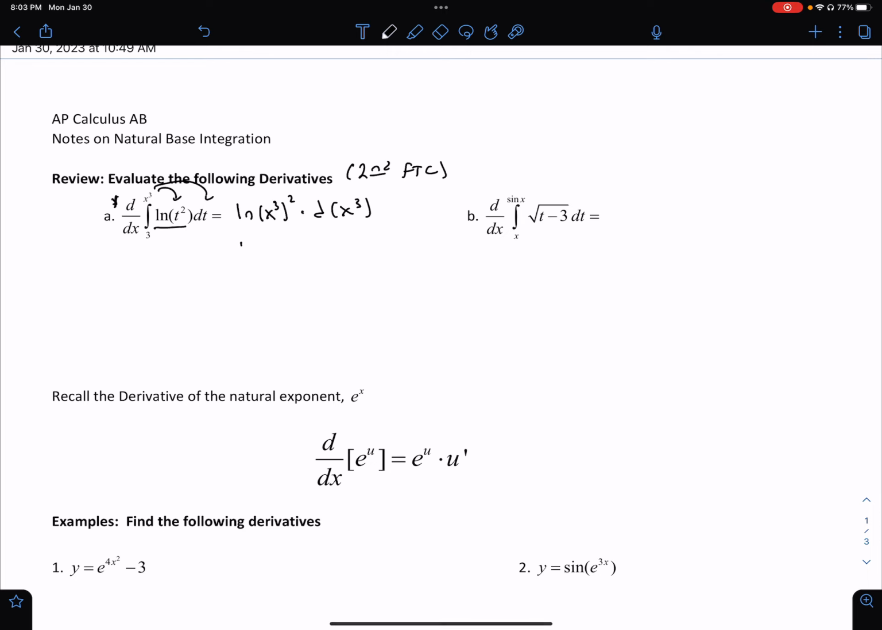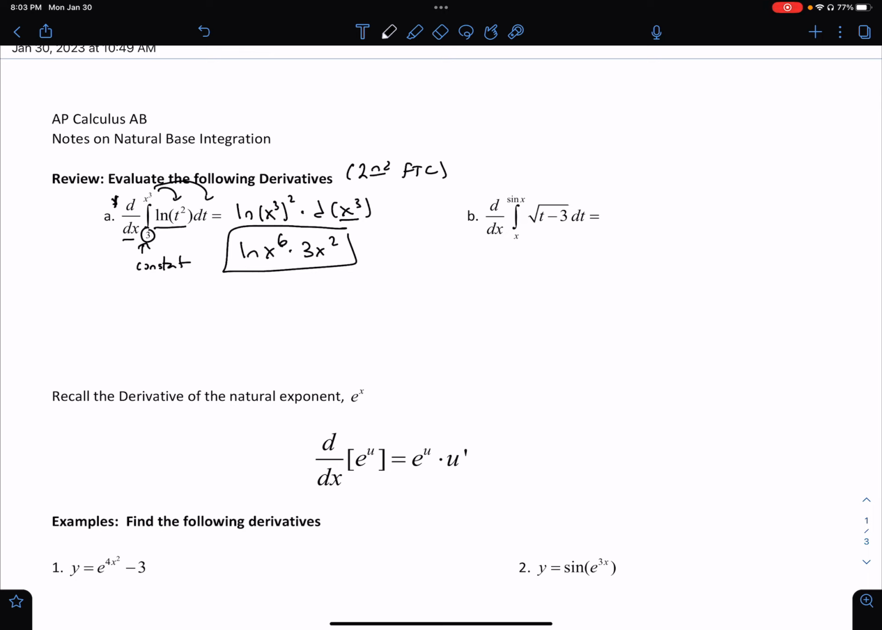We're going to multiply by the derivative of x cubed. The first one will simplify to the natural log of x to the 6 times the derivative of x cubed, 3x squared. And there we go. Again, we don't have to worry about the 3 because that's just a constant. When we take the derivative of 3, it just becomes 0. Now that's different for part B right here.